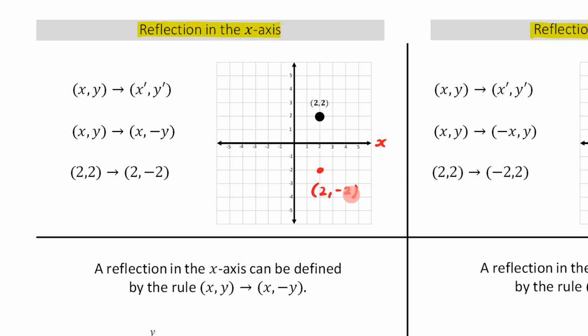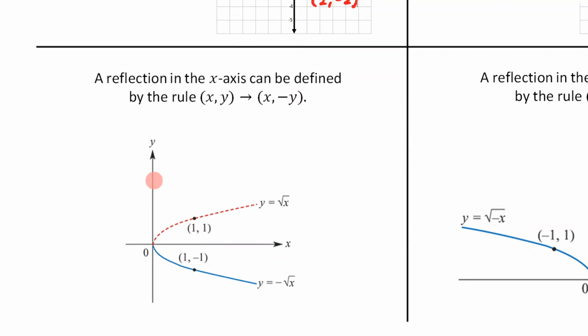And this is the very important point that you need to realize, that when you're reflecting in the x-axis, it's your y value that changes sign. y dash becomes -y while x dash just stays as x. You can see what it looks like to reflect an entire graph in the x-axis. So here is an example of that here.